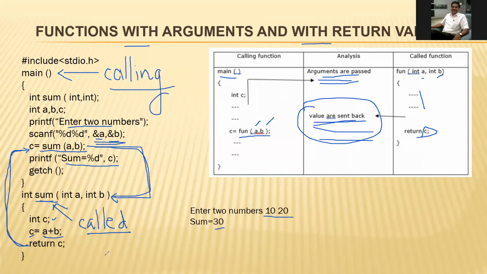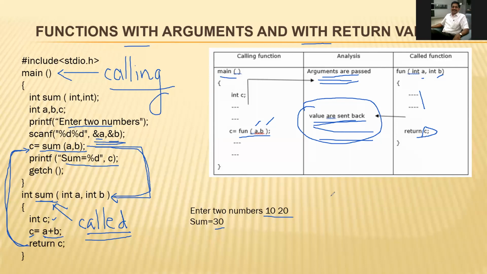Every time keep in mind, this is a calling function and this is a called function. This is exactly the fourth category. There are four categories. The first category is functions without arguments and without return values, that is no arguments, no return values. In the first category, there is no data communication.